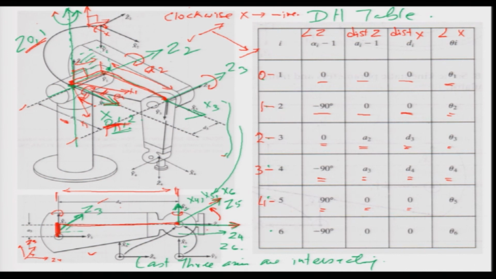Now, when axis 5 rotates or moves, what will happen? The angle between the x4 and x5 will change, and that is my variable theta 5.